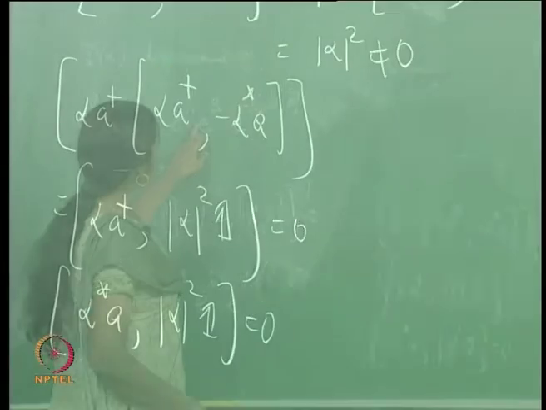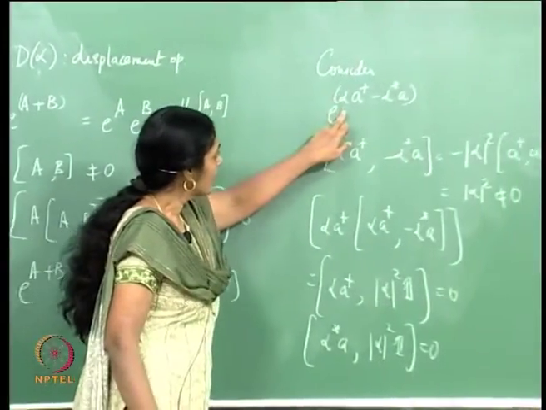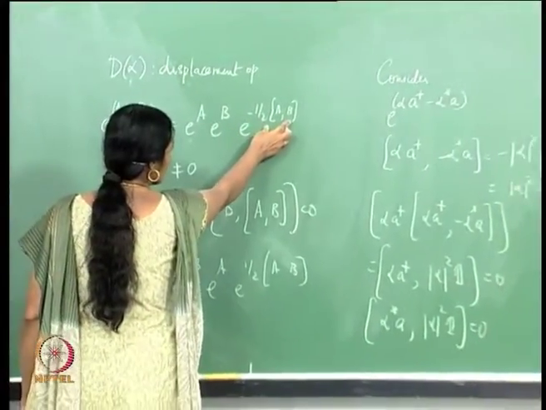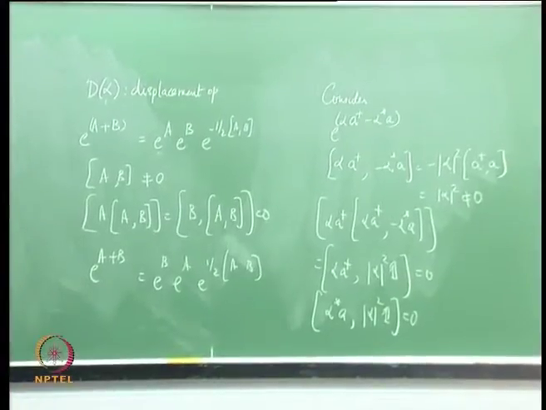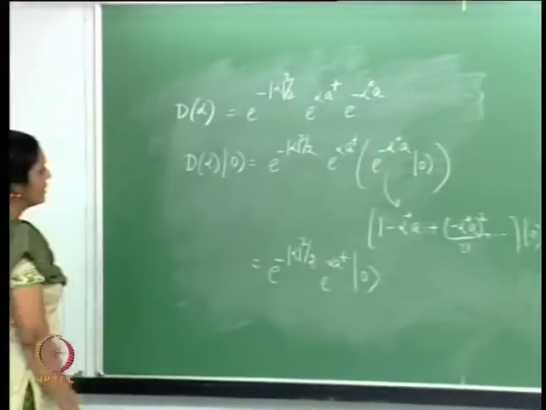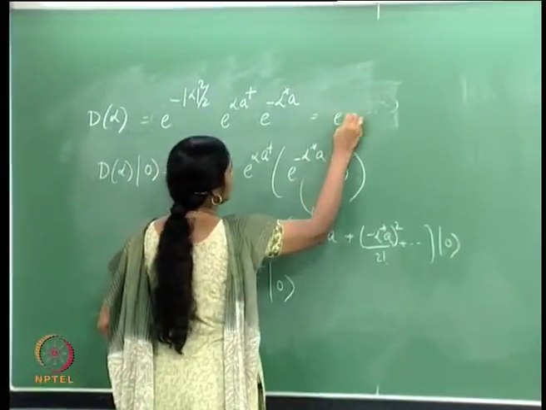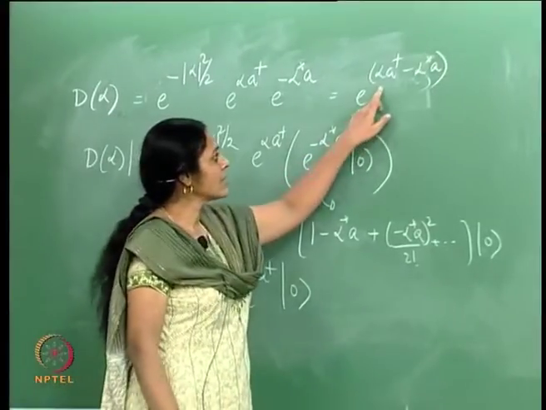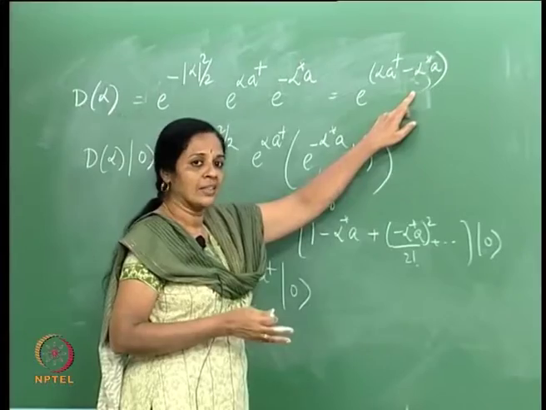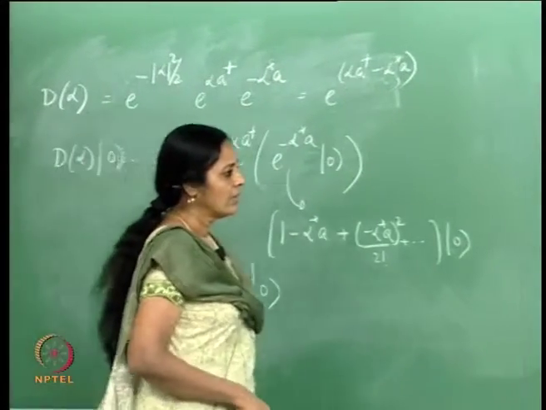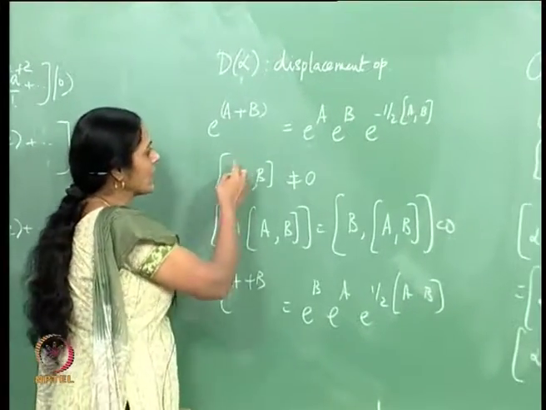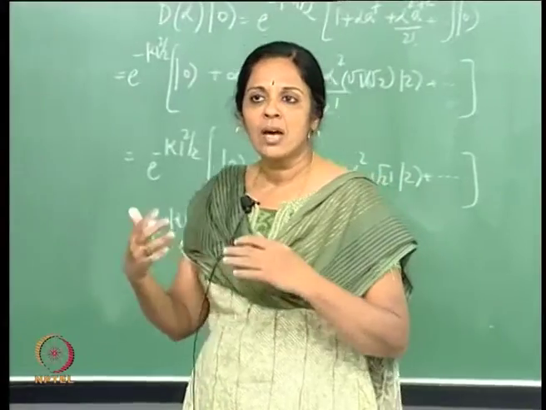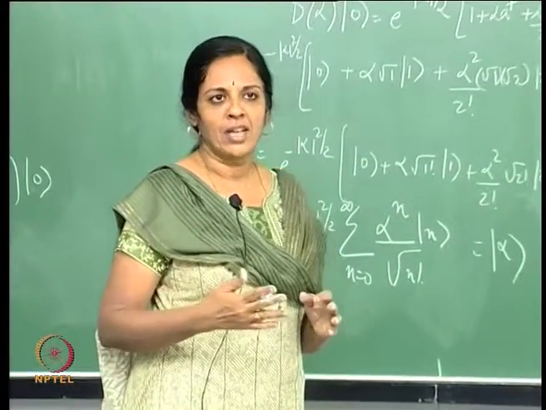And therefore, I can split using this disentanglement relationship. I can split this and write it as e to the alpha a dagger, e to the minus alpha star a, e to the minus half commutator of alpha a dagger with minus alpha star a, which is precisely what I have written here. So this object here is really e to the alpha a dagger minus alpha star a. I could have written it in this manner, or I could have used the disentanglement relationship and written it in this manner. The disentanglement relationship itself is one of a variety of formulae which belong to the Baker-Campbell-Hausdorff formula and variants of the Baker-Campbell-Hausdorff formula.